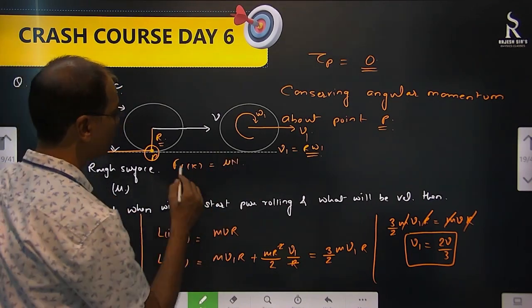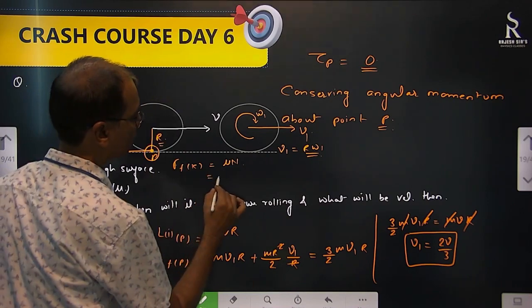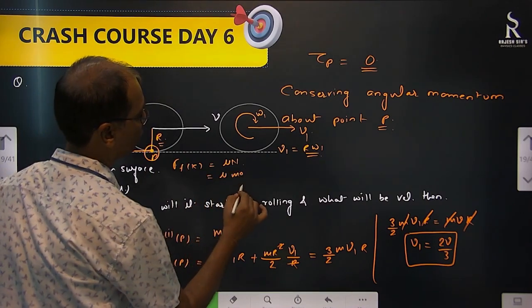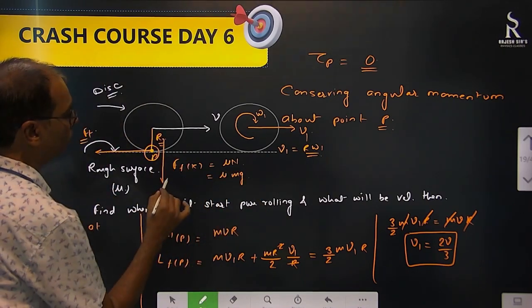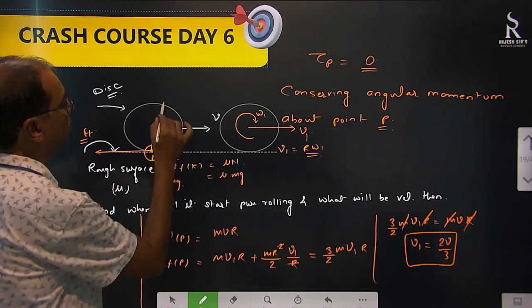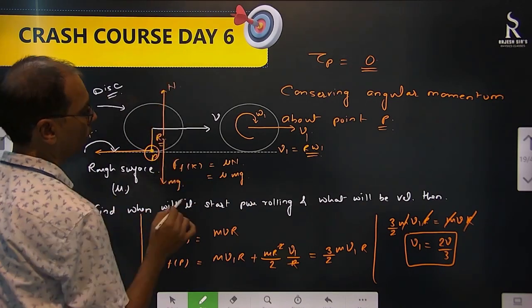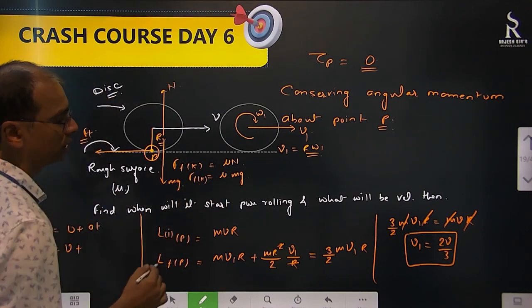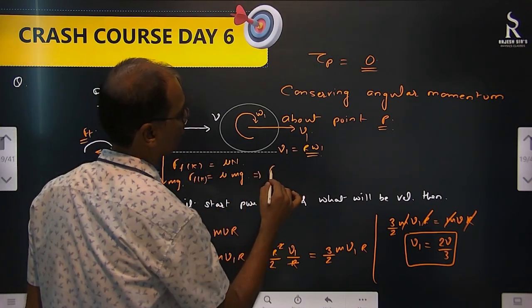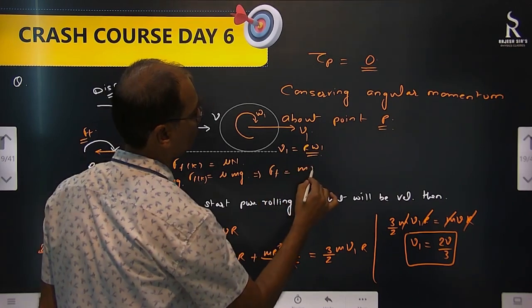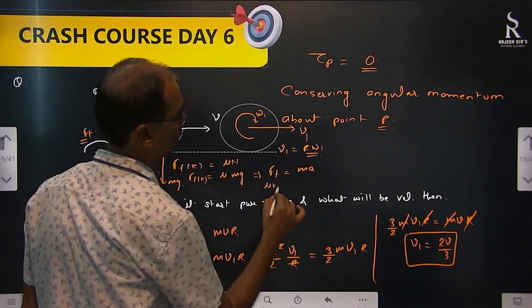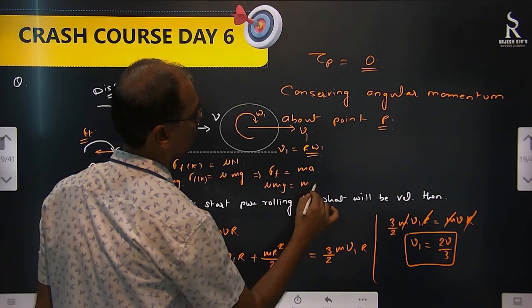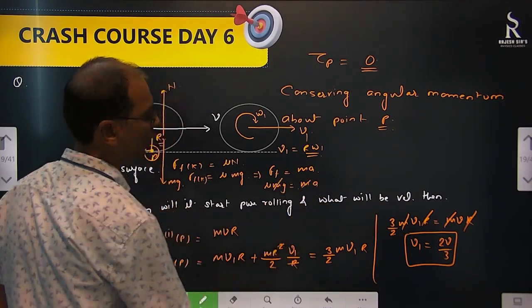That means mu mg, because N is upwards and mg is downwards acting here. Okay, mg is down and N is upwards. So force of friction is mu mg. So how much retardation will it give? Force of friction equals mass into acceleration, so mu mg equals ma. So acceleration is mu g.